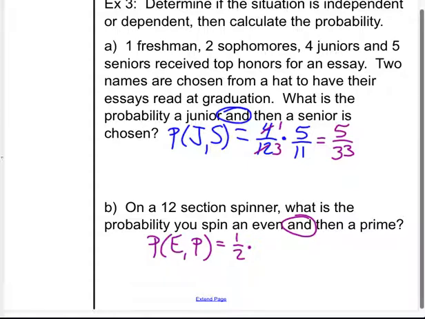Remember, a prime number has 2 factors, 1 and itself. So 1 is not prime, 2 is prime, 3 is prime, 4 is not prime, it has a factor of 2, 5, 2 is the only even prime, so we can skip 6, 7, 9 has a factor of 3, 11, and then 12 is not prime. So we have 5 out of 12 numbers that are prime. Multiplying straight across, I get a probability of 5/24.